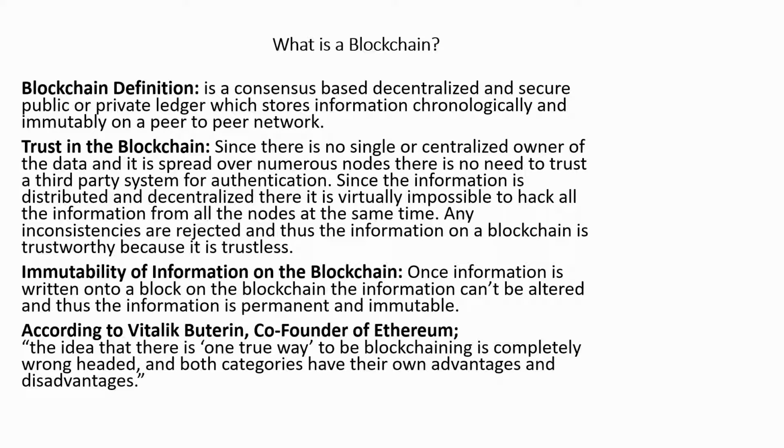A blockchain is a consensus-based, decentralized, and secure public or private ledger which stores information chronologically and immutably, which means it can't be erased, on a peer-to-peer network. Just think that in front of you is a ledger on your desk, and within it is written information, but you can't remember all the information which is written within the ledger. Also, that ledger which is on your desk, something could happen to it. Someone could come in at night and erase a part of it, or a page could be torn and lost, or it could be stolen completely.